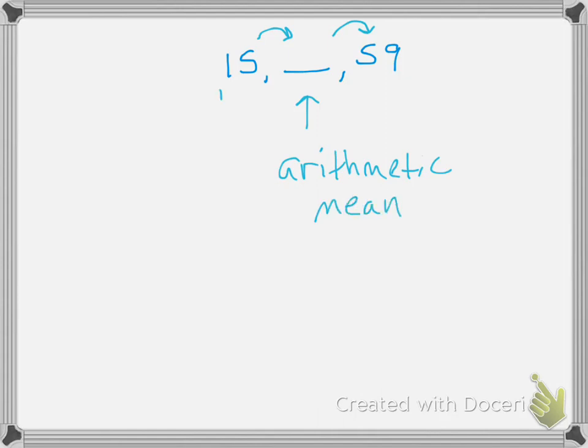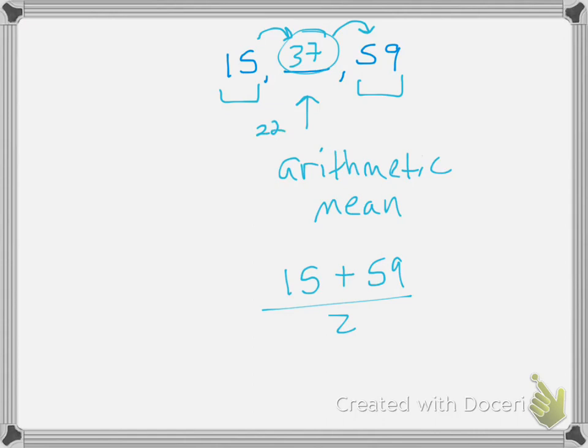And that is, you take the two terms. You might see the mean written as x plus y divided by 2, but you don't have to confuse yourself with that. Just take your two terms, so 15, and the other term, 59, add them together, and divide by 2. When you do that, you get 37. And so now let's just check to make sure it works. 37 minus 15 is 22, and 59 minus 37 is 22.